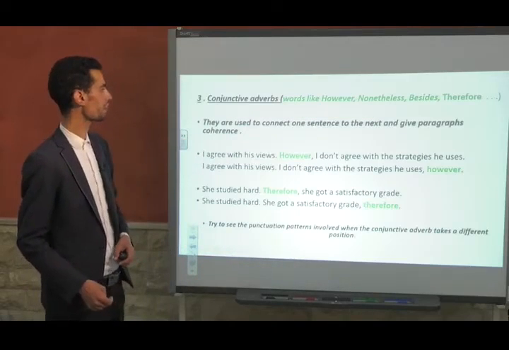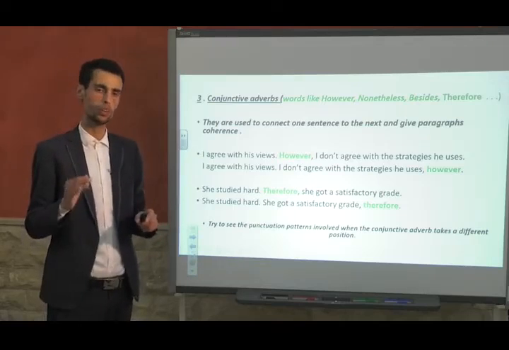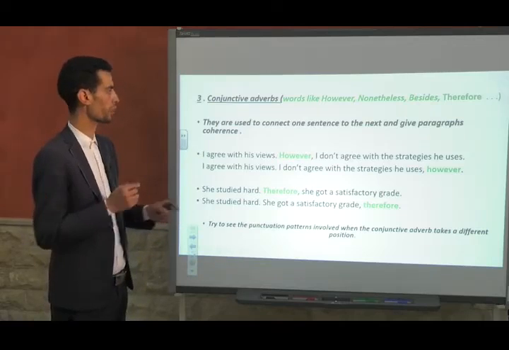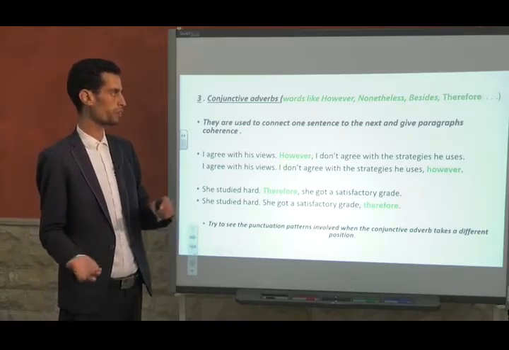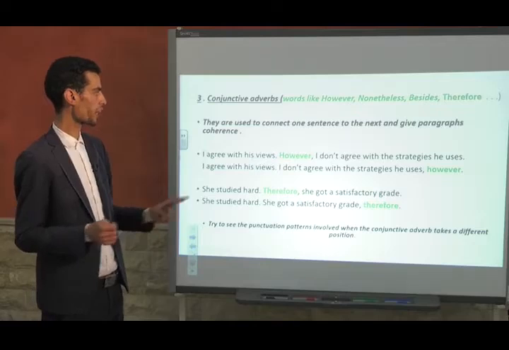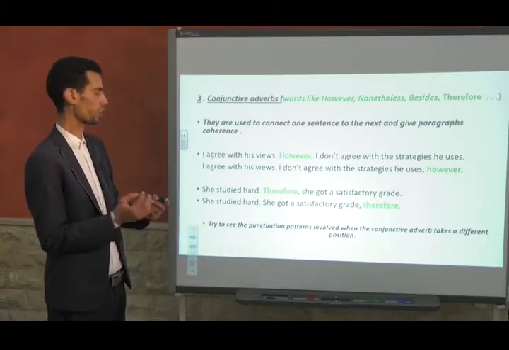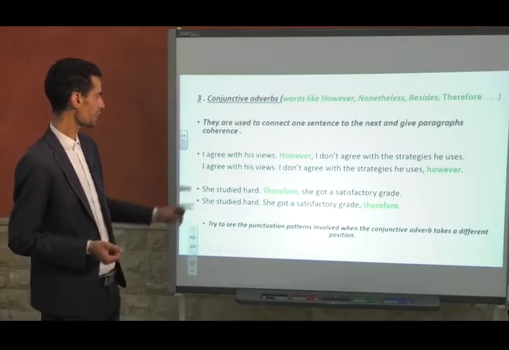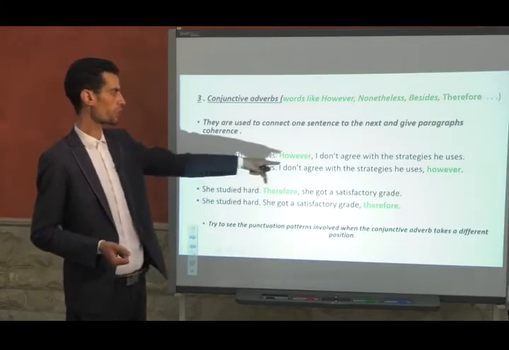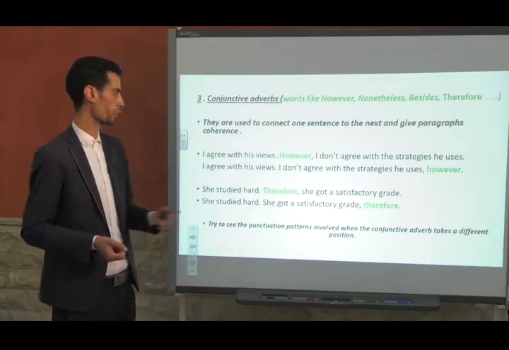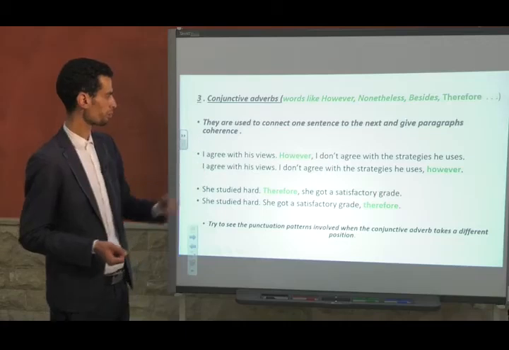Let's see, the third type is called conjunctive adverbs, and I would like you please to concentrate on this because it needs concentration. Words like however, nonetheless, besides, therefore, etc. They are used to connect one sentence to the next and give paragraphs coherence. Let's see number one, for example. I agree with his views, however, I don't agree with the strategies he uses. So here we have "however", it connects this idea with another one.